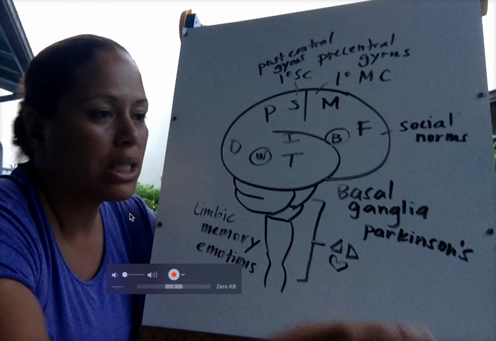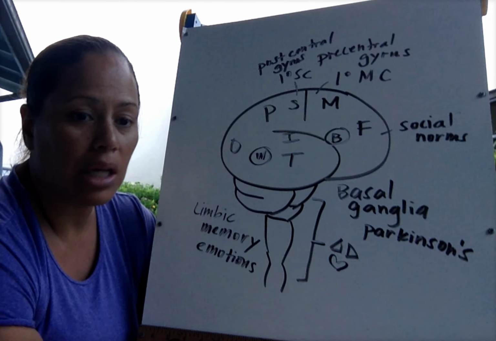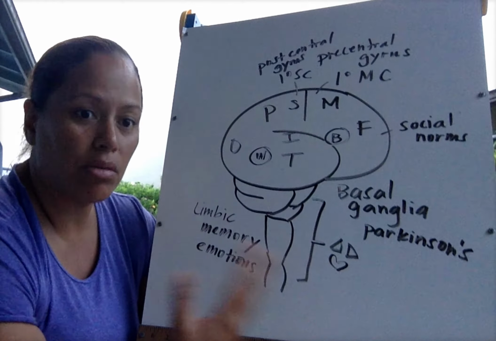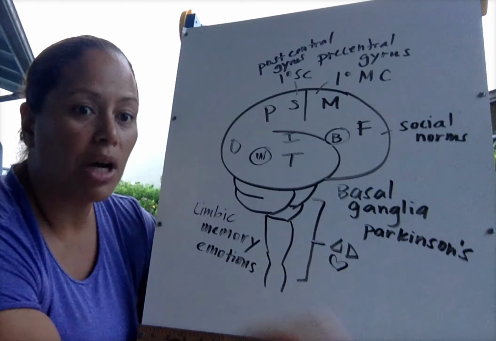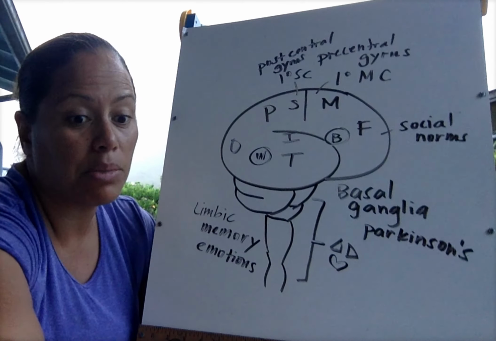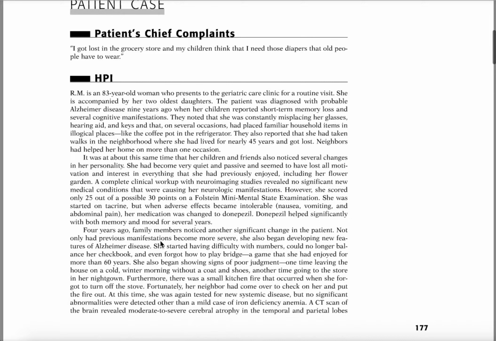So remember, we said if you have atrophy of the frontal lobe, then you're going to have changes in personality. You no longer have the ability to inhibit or, I guess, respond accordingly, right, to the social context, or at least it's diminished. Let's not say you're not able to. And then previously enjoyed flower gardening, she lost interest in. Complete clinical workup, neuroimaging revealed no significant new medical conditions that were causing neurologic manifestations.